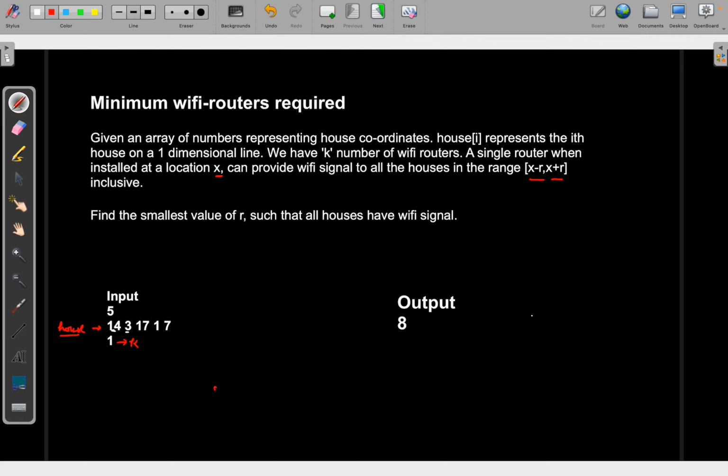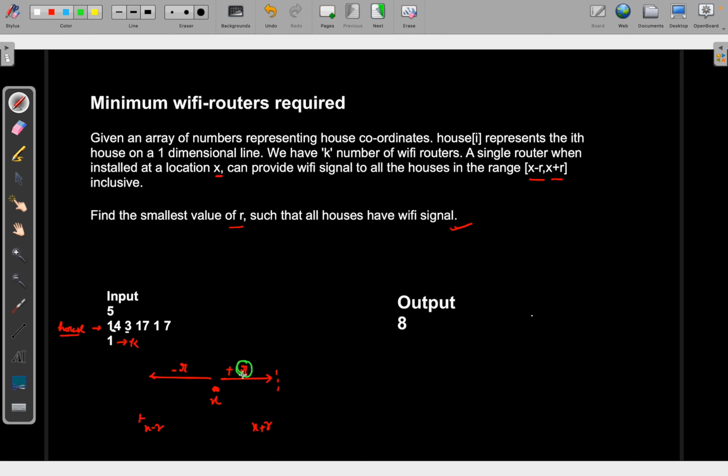So basically, if I have located one router here at a position of X, it can give the range till here, suppose till some R limit, and till here. So this can be minus R, plus R. The range is from X minus R to X plus R. Find the smallest value of R such that all houses have Wi-Fi signal. So we need to find this R range.